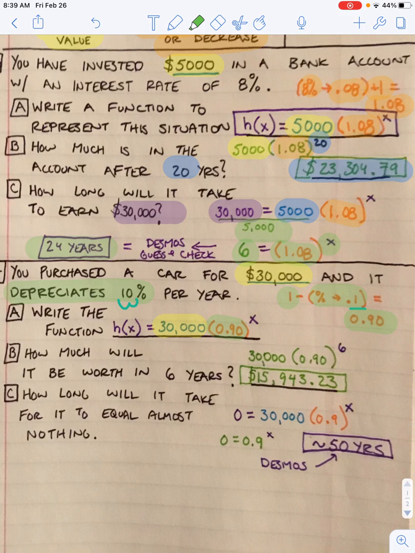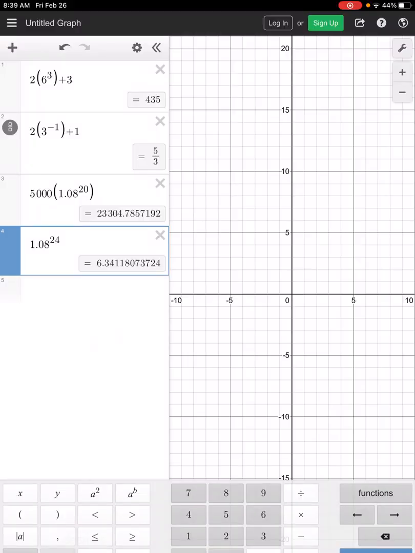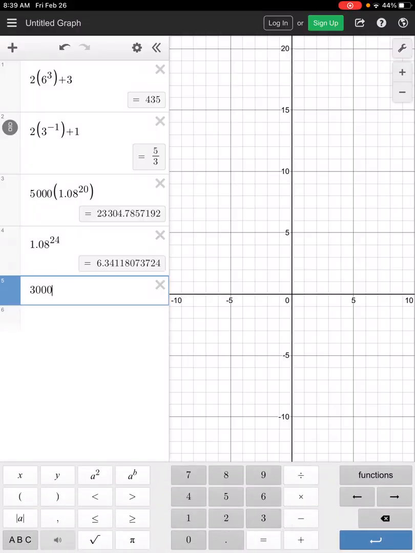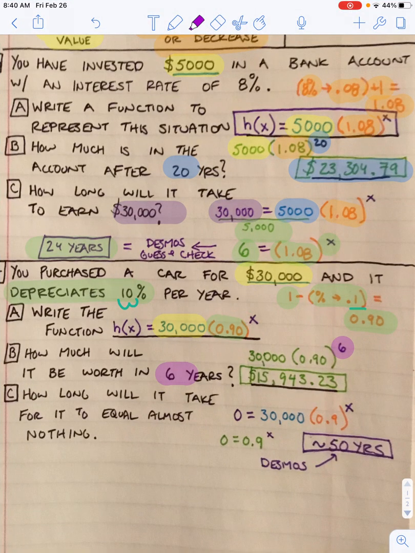Now, how much will it be worth in 6 years? 6 years is our x value we're going to plug in. So we're going to plug in 30,000 times 0.9 raised to the 6th. 30,000, parentheses, 0.9 raised to the 6th. And there, it's almost half its value already. So $15,943.23 in only 6 years.